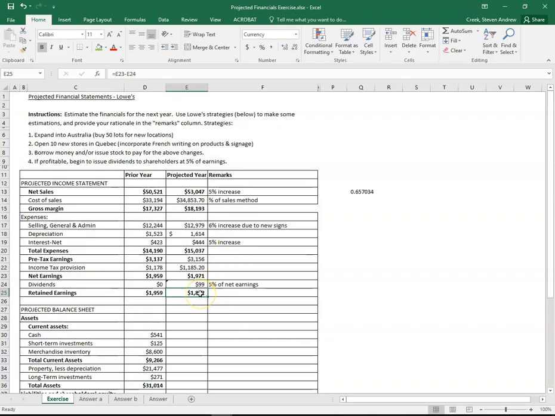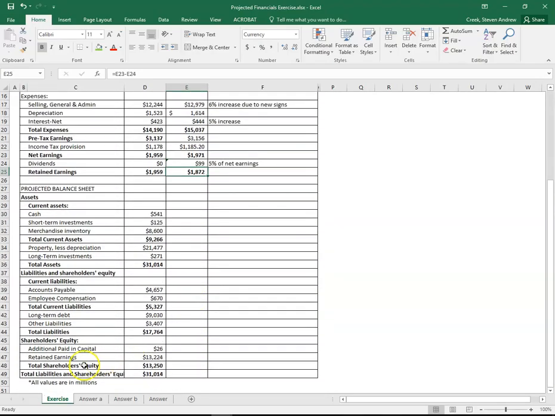So we need this 1872, and we're going to start our projected balance sheet by adding this 1872 into the retained earnings section of our shareholders' equity here. So the first thing you want to do is make a note. Why is that changing? Because we're adding in that 1872 from our income statement. And we're adding it to last year's retained earnings, which is this 13,224.